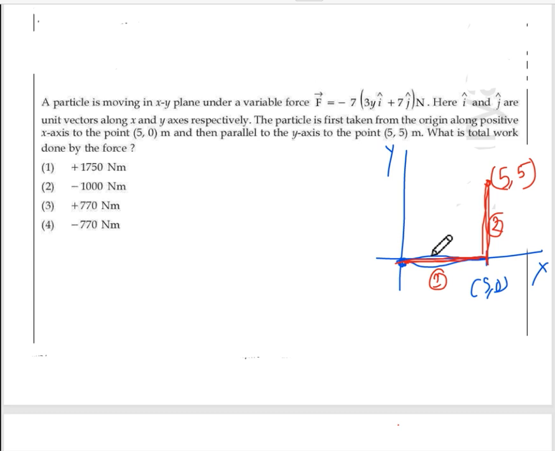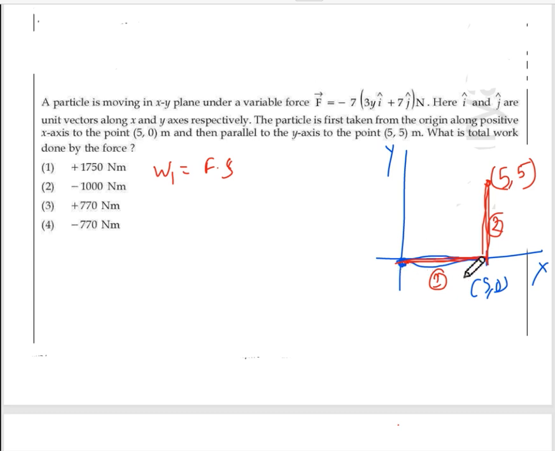Work done, we will calculate manually first. When the object is moving in this direction, we take this as the x axis, so it's the x-axis force, or we can say the horizontal force. So work done w1 will become force into displacement.